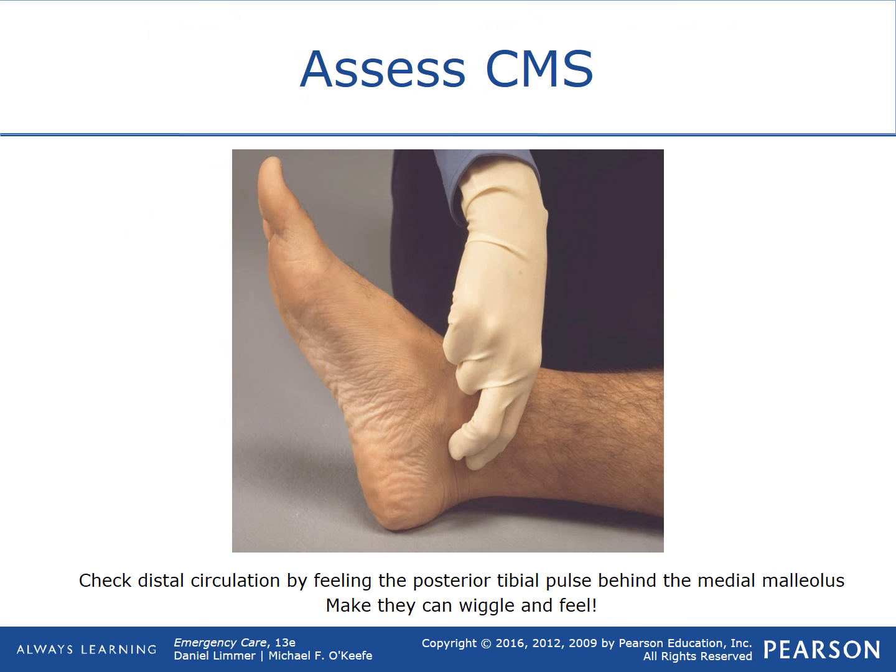So checking that CMS of those lower extremities, checking the pulse behind the ankle bone, the tibial pulse, or you can check the dorsalis pedis pulse on the top of the foot. These pulses are hard to find, so if you find them, take out a Sharpie or a pen and put a little mark on their foot, because you're going to have to continue to assess their CMS throughout. So put a pen mark on it so you know where to find it again quickly the next time.